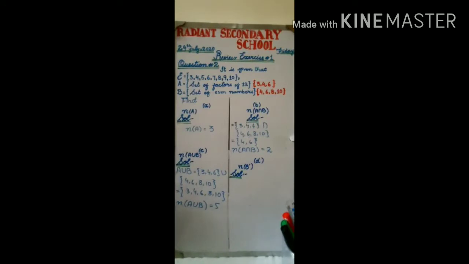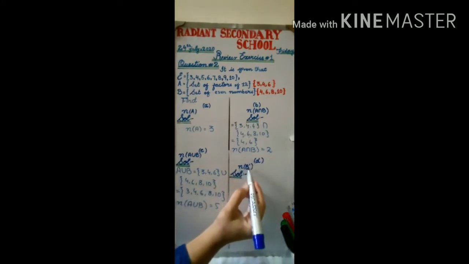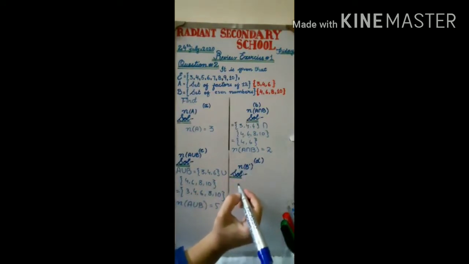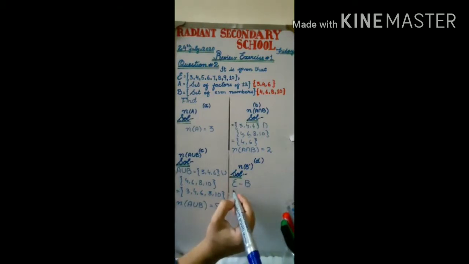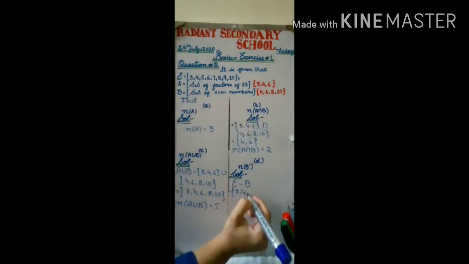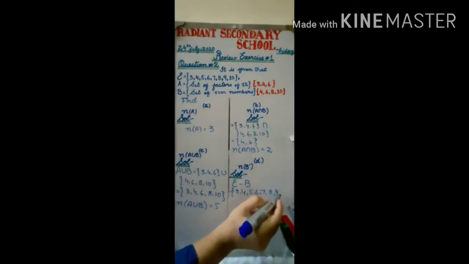Okay, now part D. Number of elements in B complement. First you have to find B complement, and we know that universal minus B is B complement. Now write universal set first. Universal set is 3, 4, 5, 6, 7, 8, 9 and 10.